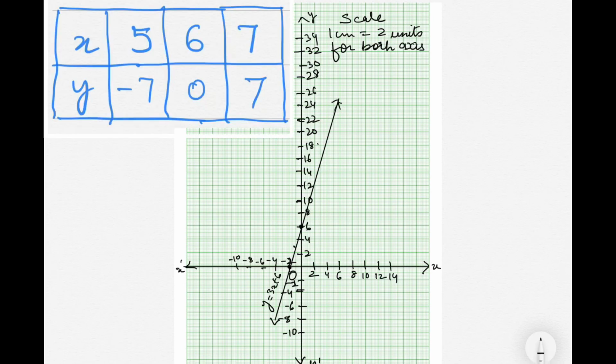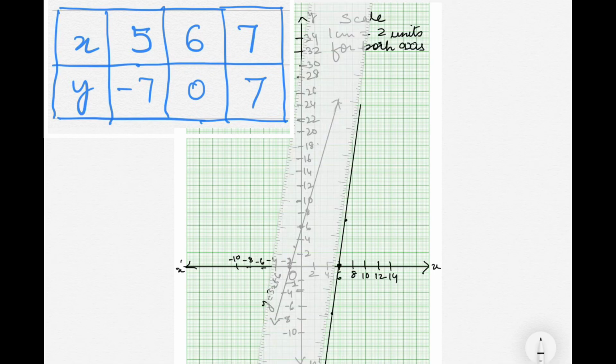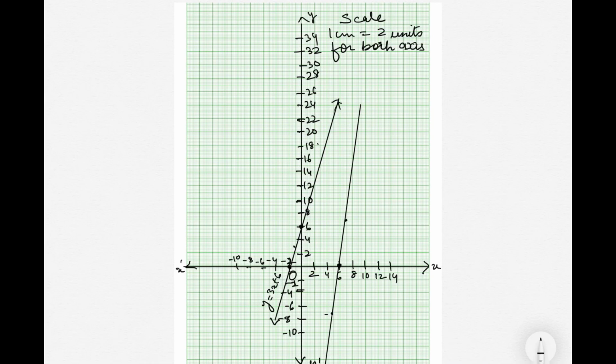Now the next three coordinates would be 5 and minus 7, so this point. Then 6 and 0, so this is another coordinate, and 7 and 7 would be here. So these are my three coordinates. Let's join these three. Got another line.